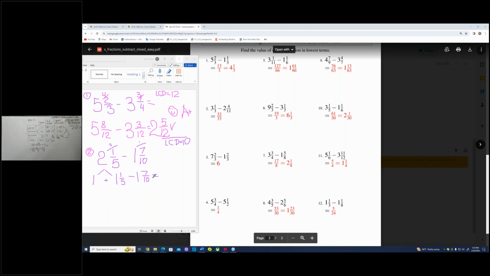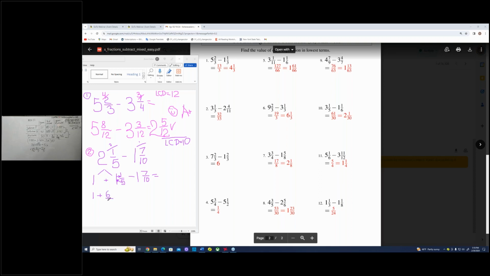Emily, how do you understand right now? I understand it a little better, just not 100%, but I understand what we've done so far. Okay, good, good. Now, Emily, help me convert this mixed number to an improper fraction. 5 times 1, 5. And plus 1. 6.